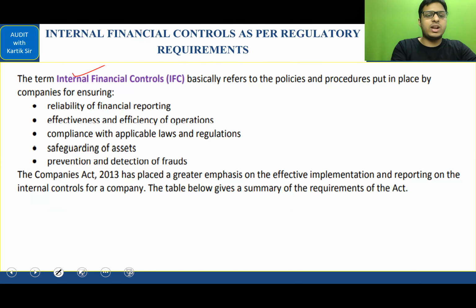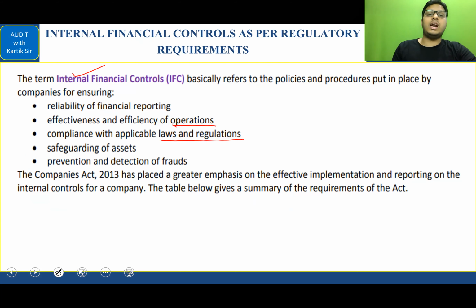Finally, we end up with internal financial control. Internal financial control, we have done it in chapter number 4. In internal control, we had seen that a person meets with an accident and goes to the hospital. Remember, he meets with an accident, law and regulation is not followed. He goes to the hospital for an operation. So you'll have the operation here.